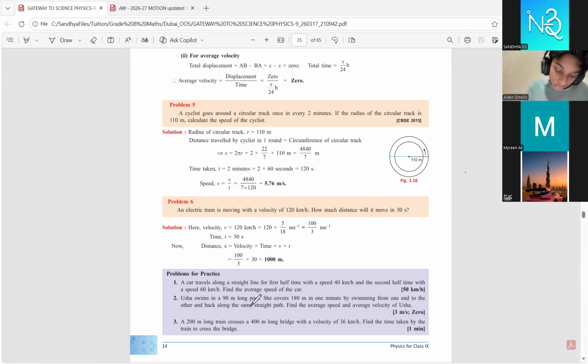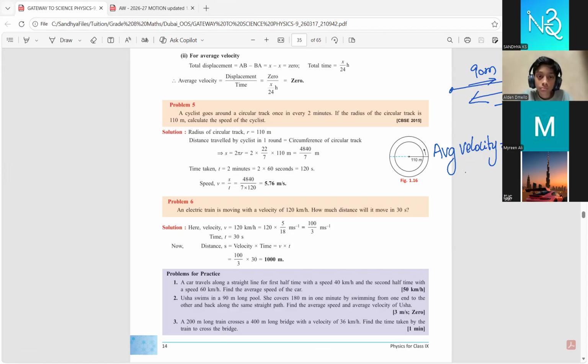Usha swims in a 90-meter long pool. She covers 180 meter in 1 minute by swimming from one end to the other and back along the same straight path. Find the average speed and average velocity. Average velocity is easy, na? Why? Because they told the word same path. So 90 meter gone. When she is back, it will be minus 90 meters. So total displacement will be 0. So average velocity will be 0.